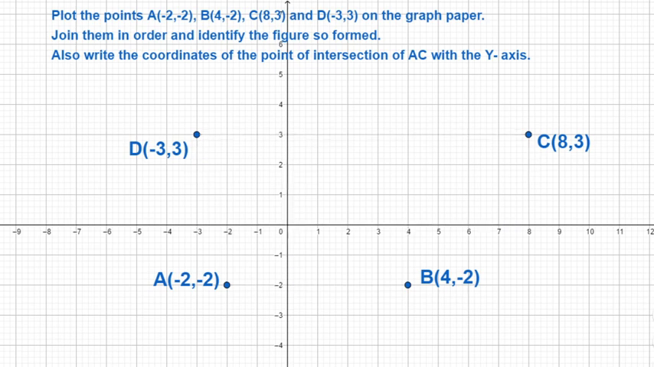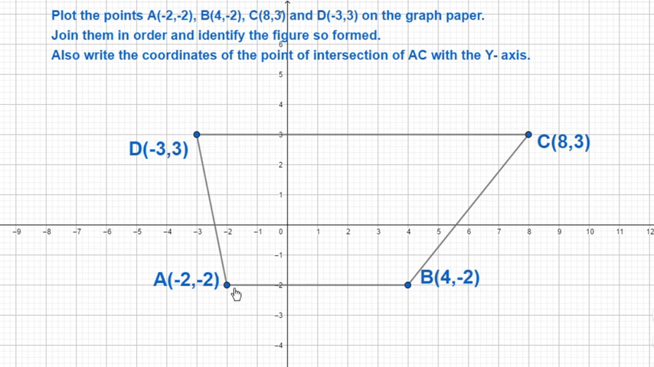So now let's join all these. This is AB, then BC, okay, and then CD and then DA. So what do you think, what type of figure is it? Since two parallel lines are there and two non-parallel lines are there, this figure is a trapezium. It is a quadrilateral, and which type of quadrilateral is it? It is a trapezium. It satisfies the property of a trapezium that two parallel lines are there and two non-parallel lines are there.